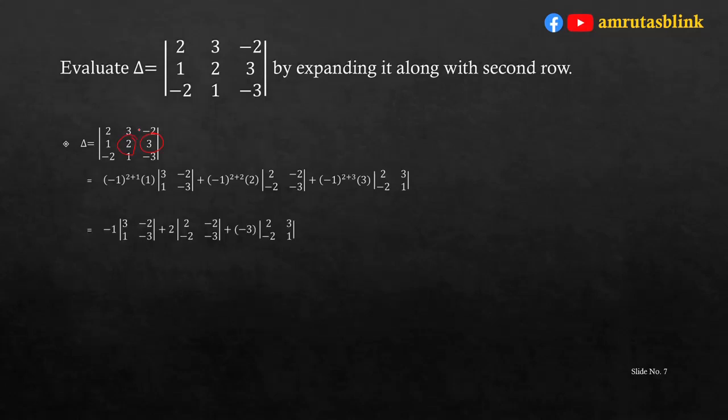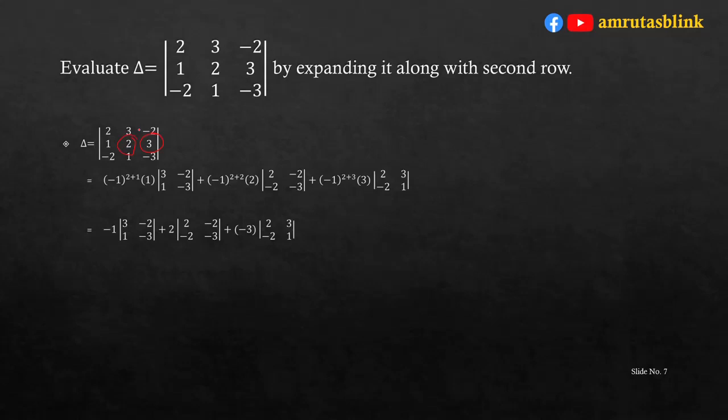Now minus 1 raised to 2 plus 3 is equal to minus 1. So minus 1 into 1 is nothing but minus 1 into determinant 3, minus 2, 1 and minus 3, plus minus 1 raised to 2 plus 2 is equal to plus 1. So plus 1 into plus 2 is plus 2 into determinant as it is, that is 2, minus 2, minus 2 and 3, plus minus 1 raised to 2 plus 3 is equal to minus 1.